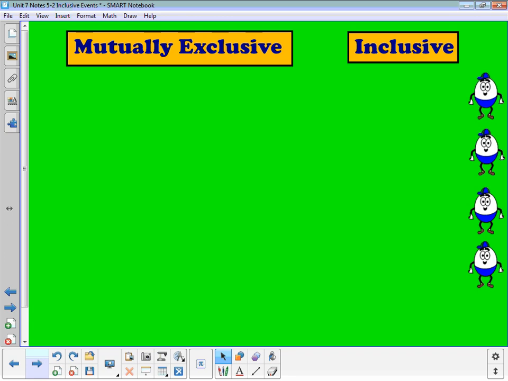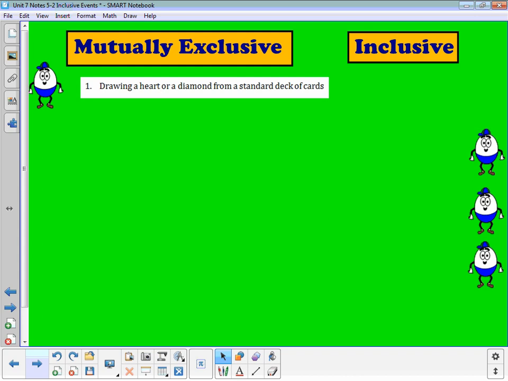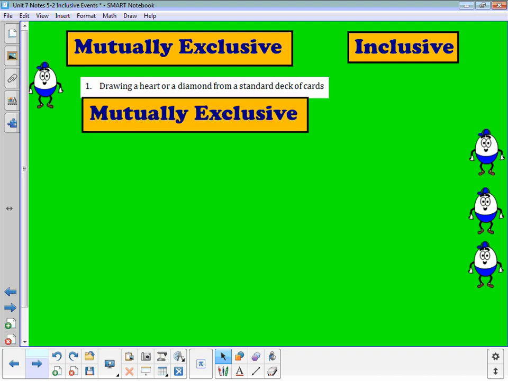Last but not least, let's look at this. We want to see if an event is mutually exclusive or inclusive. So I'm just going to pull a couple of these out, then I'm going to have you also try some on your own. So taking a look at this one, drawing a heart or a diamond from a standard deck of cards. Can a card be a heart and a diamond at the same time? Not so much. It can't be a heart and a diamond at the same time. So we have here a mutually exclusive event.